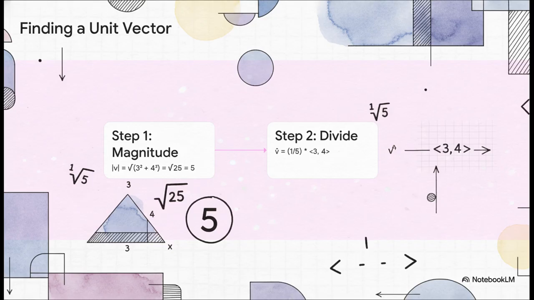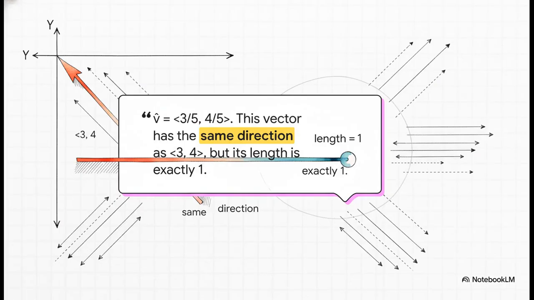Now for step 2, we just divide our original vector, (3, 4), by that length of 5. And there you have it. Our unit vector is (3/5, 4/5). Now this new vector points in the exact same direction as (3, 4), but if you were to check its length, you'd find it's now precisely 1. We've standardized it, put it on a level playing field with any other unit vector.